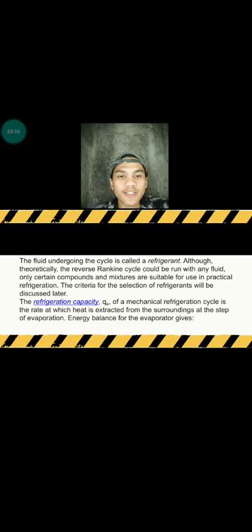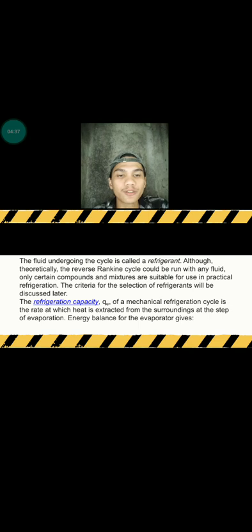The fluid undergoing the cycle is called a refrigerant. Although theoretically the reverse Rankine cycle could be run with any fluid, only certain compounds and mixtures are suitable for use in practical refrigeration. The criteria for the selection of refrigerants will be discussed later. The refrigeration capacity, or QE, of a mechanical refrigeration cycle is the rate at which heat is extracted from the surroundings at the step of evaporation.